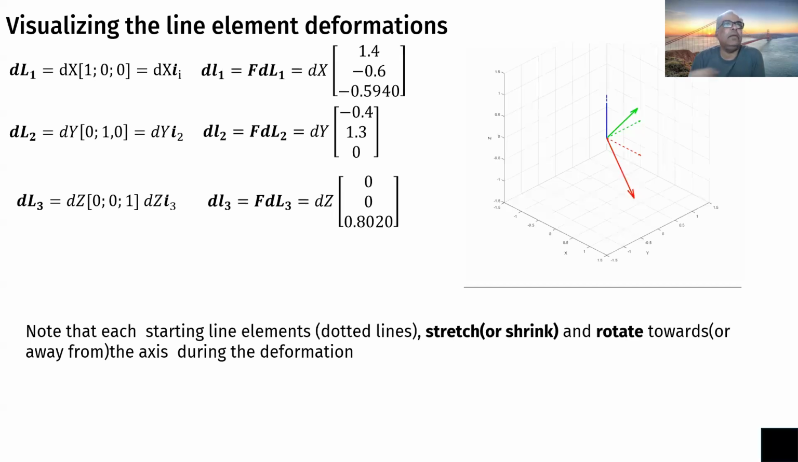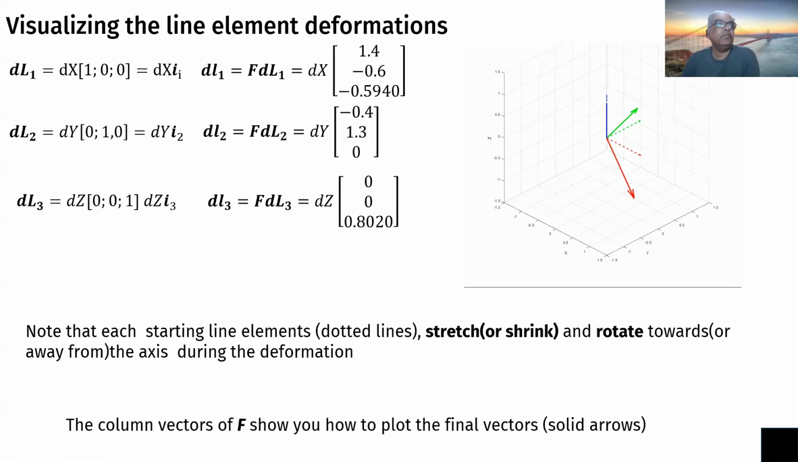Note that each starting line element, the dotted lines, either stretch or shrink. That's number one. And rotate towards or away from the axis during the deformation. So you can see that the red arrow got stretched a lot and it rotated away from the y-axis. Can you see? And the green arrow got stretched only slightly, but it got rotated away from the x-axis. And the z arrow shrank a bit, but it didn't rotate at all. That's the information that is there in F. Okay. The column vectors of F show you how to plot the final vectors, the solid arrows. Thank you very much.